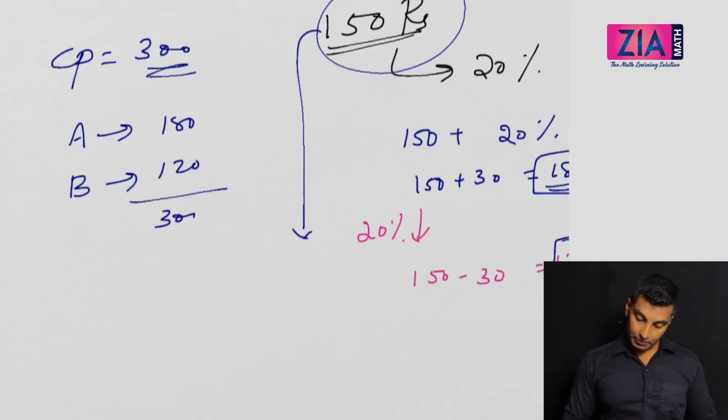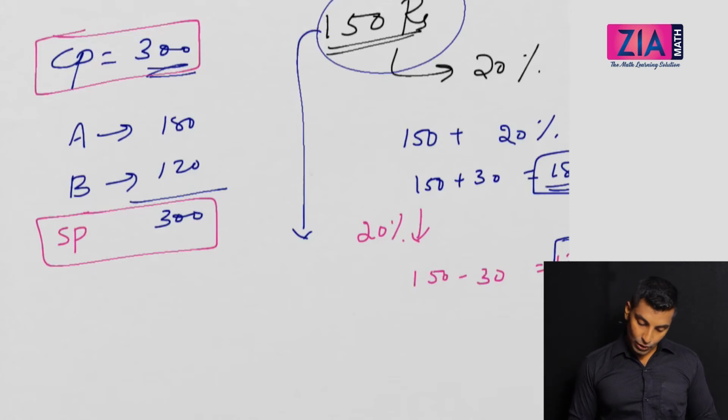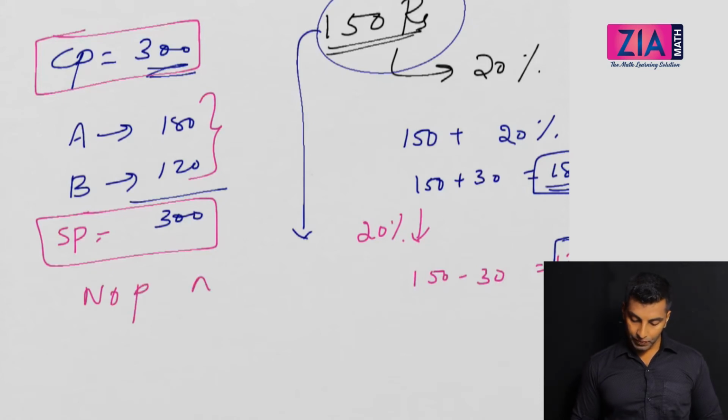This is 300. So what is the effective cost price? 300, because two items. What is the effective selling price? That is also 300, because two items. So whether he is having a profit or loss? No. So in this case, no profit, no loss.